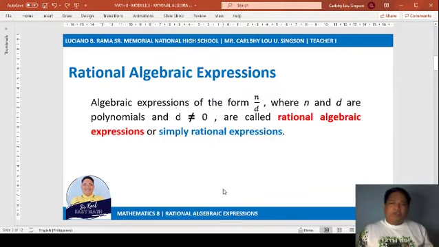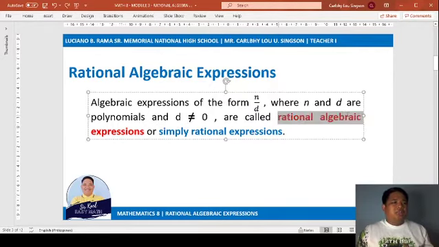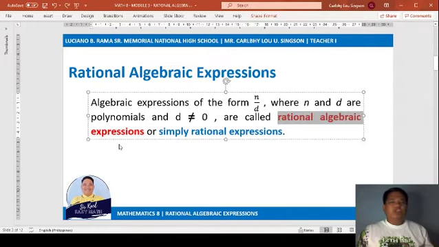Algebraic expressions of the form n over d, where n and d are polynomials and d is not equal to 0, are called rational algebraic expressions, or simply rational expressions.